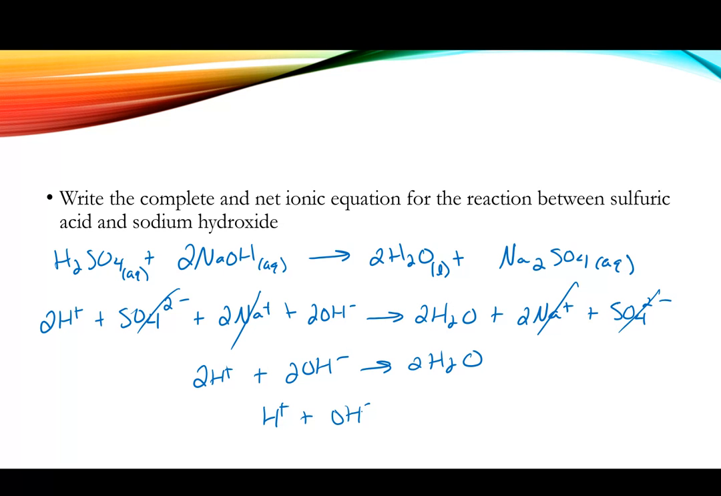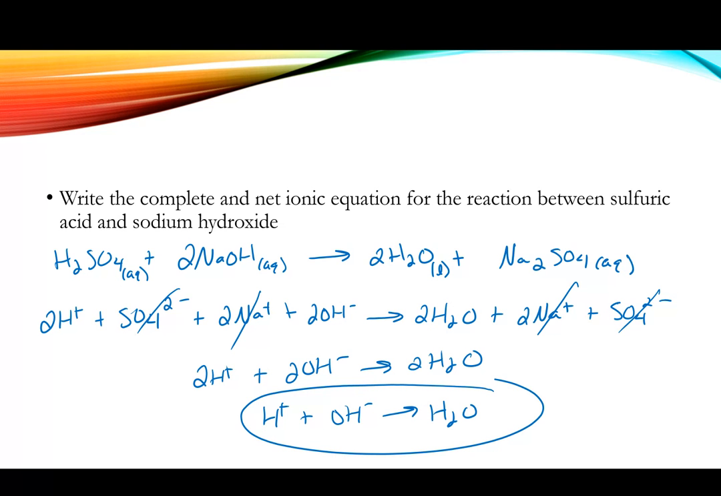It's not a coincidence that both acid-base reactions had hydrogen plus hydroxide yielding water as the net ionic equation. In fact, this is always the net ionic equation for acid-base reactions because they always make water and salt, and the salt will always be aqueous. So the net ionic equation for an acid-base reaction is always going to just be showing the formation of water.